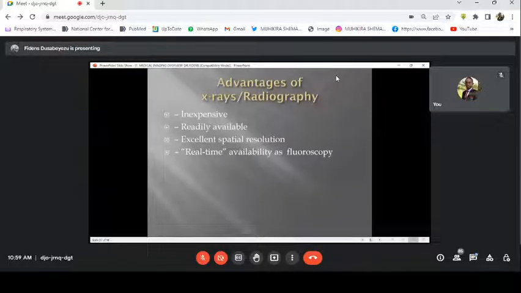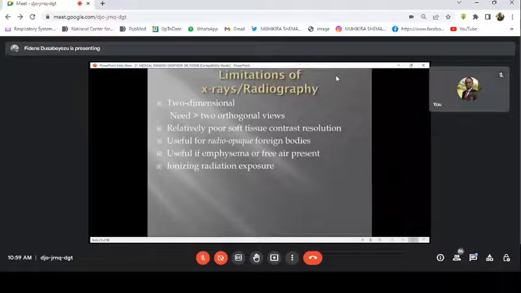And again, another advantage is that it is real time for fluoroscopy. I told you, in the special exam fluoroscopy, you can see things that are happening inside your body. It's a real time examination, a real time procedure like fluoroscopy. That's another advantage for X-ray procedures. But they also have limitations.